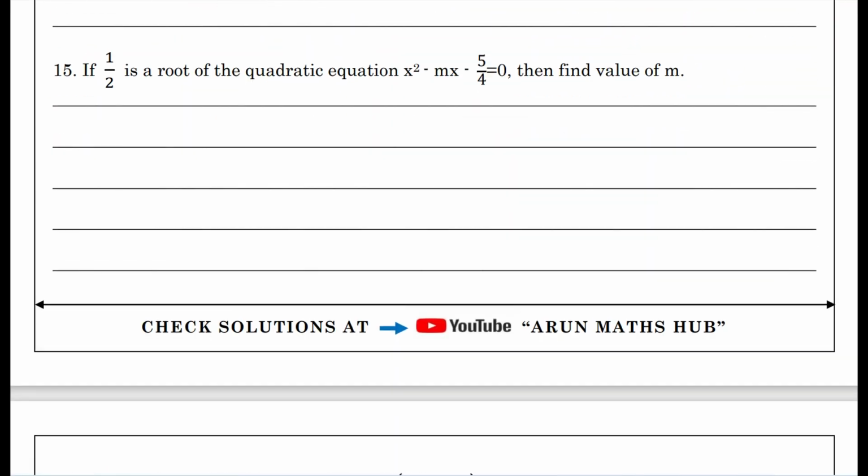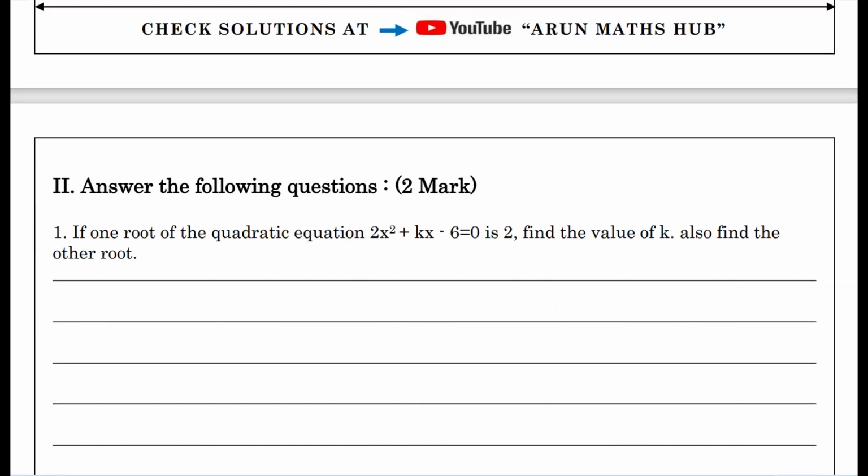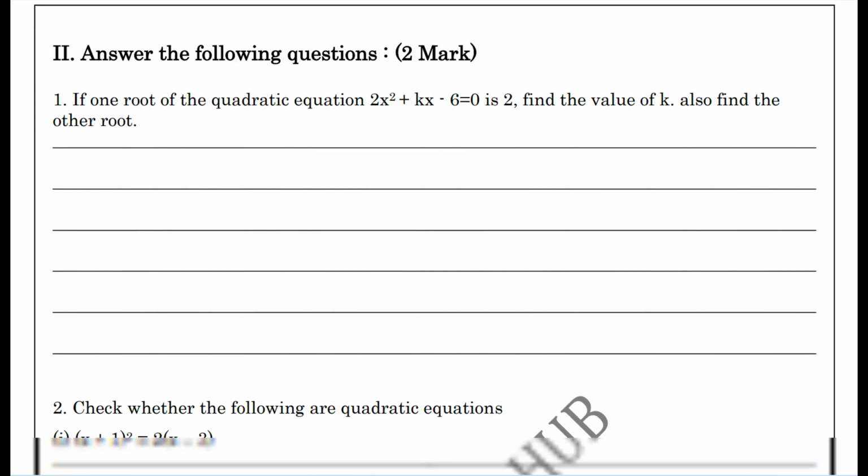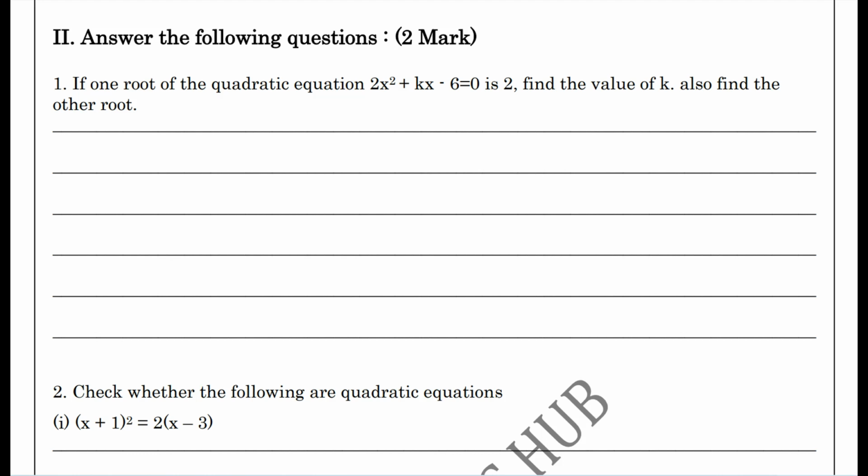Dear students, now we will be solving 2-mark questions based on what? The concept Introduction to Trigonometry.